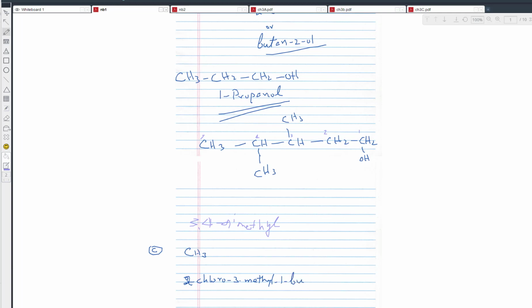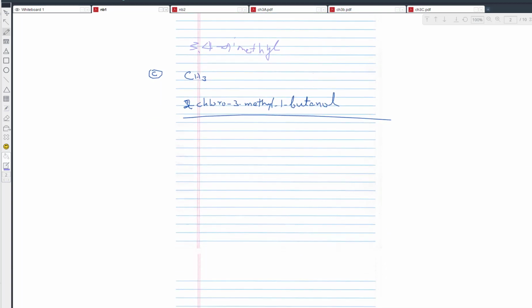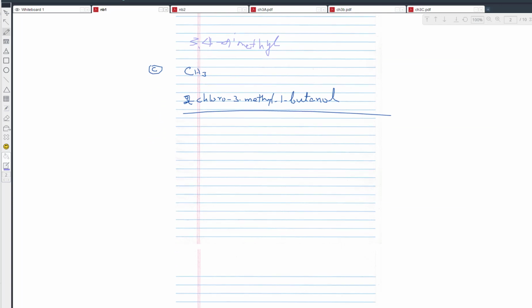Mm-hmm. Okay, I'm going to follow this, because nowadays they don't write the dash. That's fine. It's better we follow the book because your teacher is going to do it like this. Okay, now let's see the B part.